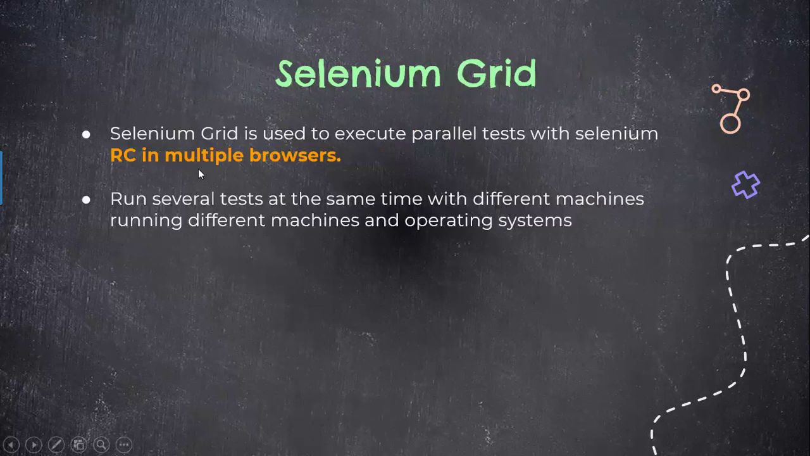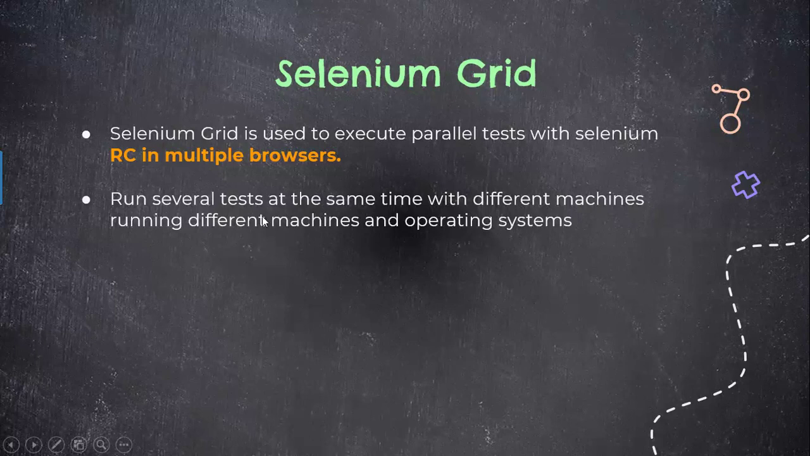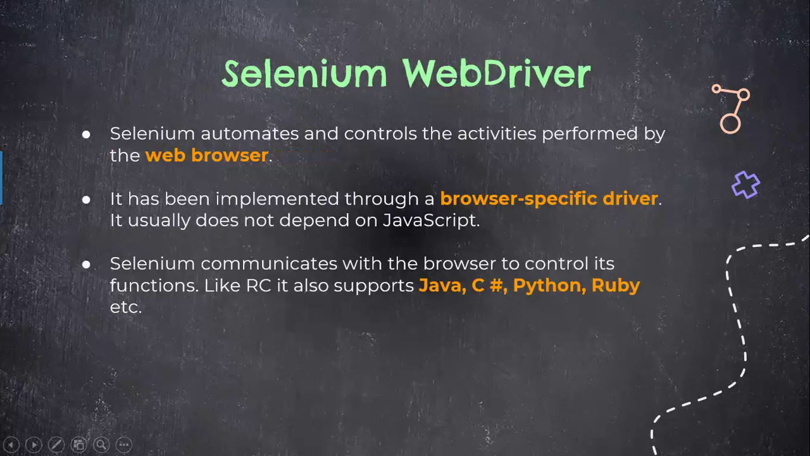I told you, right? This is also one of the most important ones. Selenium Grid is used to execute parallel tests with Selenium RC in multiple browsers. I told you that the same script we can execute in multiple browsers or different operating systems. See, this environment we need to set up. The setup is very difficult. Okay. So nowadays everyone is going with what? Selenium WebDriver. In WebDriver also we can do cross-browser testing and all the things. Okay. We'll see that one.